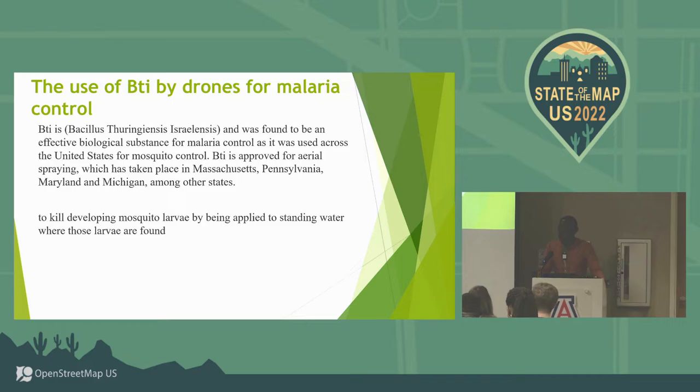So we've been using a substance called BTI. The BTI is a substance that you put into the drone, and you give the drone the coordinates of where the breeding site is located, and the drone goes to the exact location and sprays that substance onto the breeding site. And if there is a presence of mosquito larvae, those larvae die directly. So that's how things went.